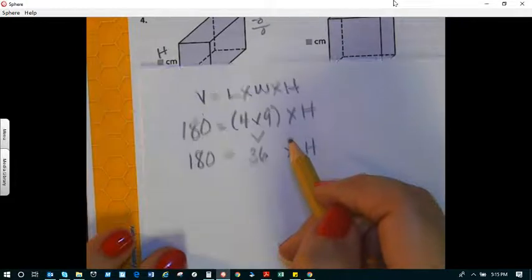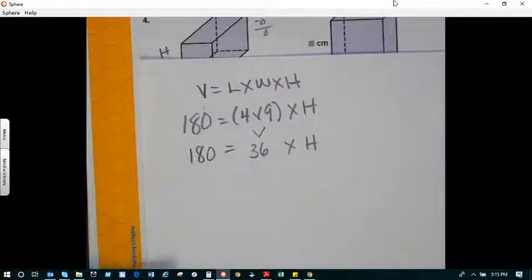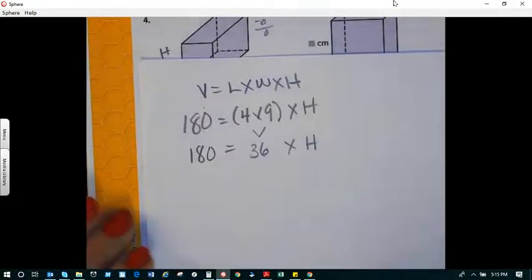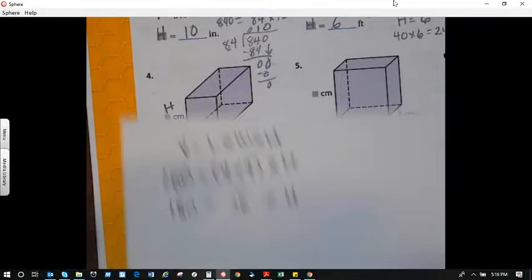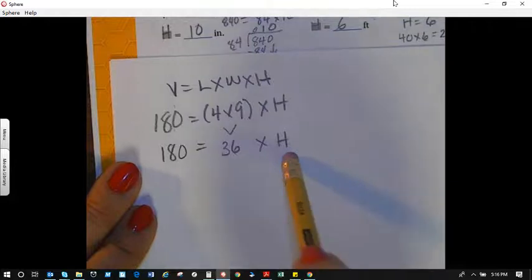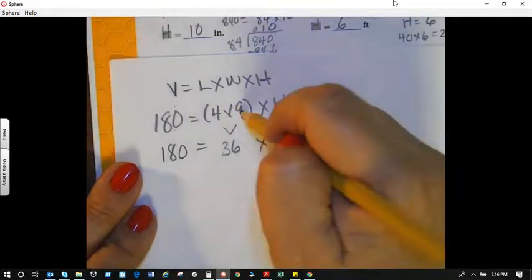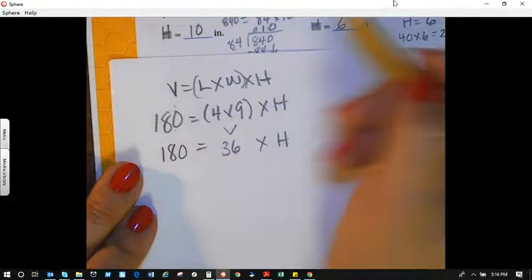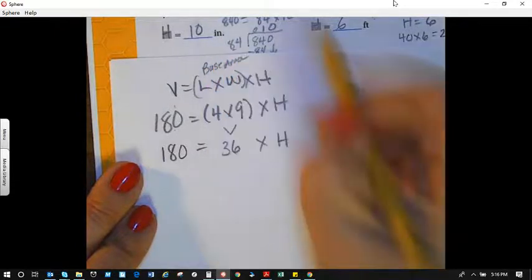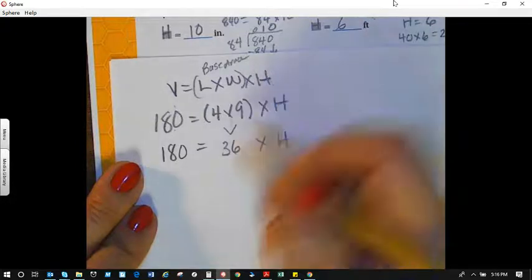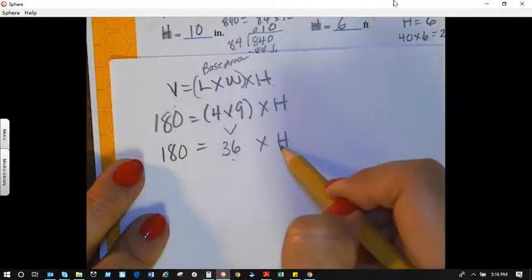I need it to move. I'm so sorry. Okay, y'all see that? So I've already gathered all my data from my rectangular prism, and I'm bringing it here. So the 4 times 9 is going to be my base area, but I'm looking for the height. So my base area is 36. Got to find the height.